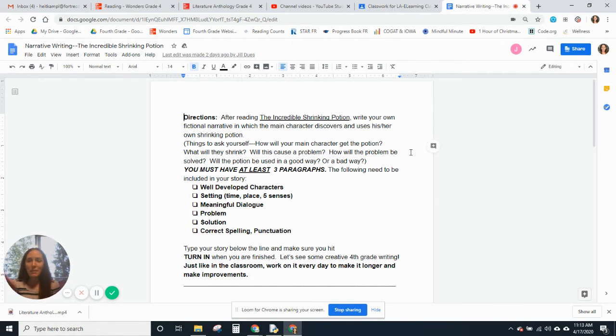And make sure there's that problem and solution. What kind of problem does the shrinking potion create, and then how is it solved? I'm also going to be looking at correct spelling, punctuation, and grammar. So check over your work before you turn it in. You're going to have a couple days to work on this. Let me know if you need any help.